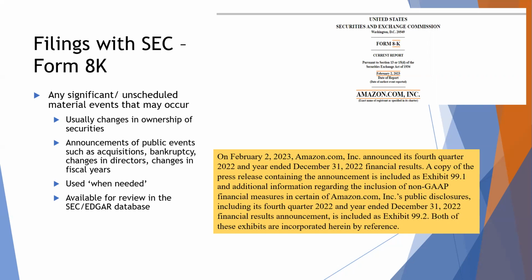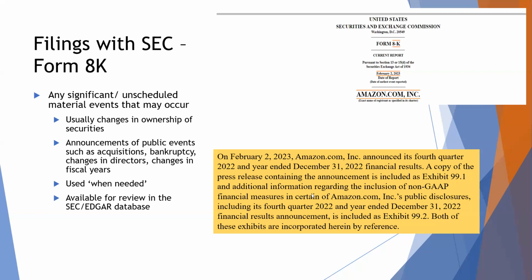They're filed as needed and when needed. And these, plus the 10Qs and the 10Ks, are all available for review on the SEC EDGAR database. Now, if you go into a company, you may see monthly information, monthly 8K filings that talk about all kinds of different things. So I wanted to bring up the February 2023 Amazon 8K. And what this is basically saying is it's announcing its fourth quarter and year-end financial results.